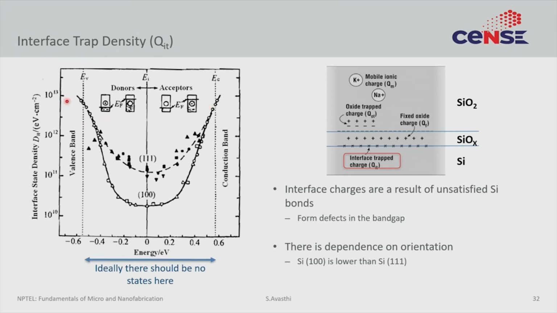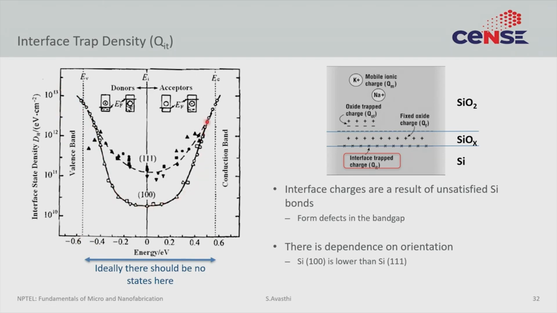So ideally speaking, what you should have is density of states in the valence band, density of states in the conduction band, and in this gap between them there should be 0. Practically that does not happen. You have a finite number of defects in the forbidden gap.